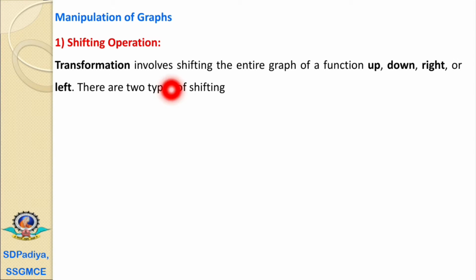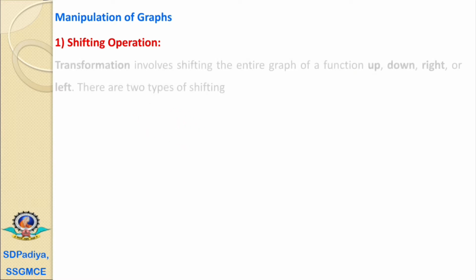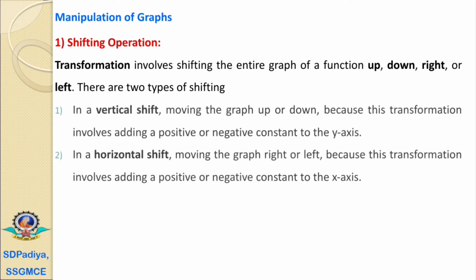The transformation involves shifting the entire graph of a function up, down, right or left. Means we can shift any graph on the right side, on the left side, up side or on the down side. Therefore, there are two types of shifting. The first is vertical shifting and second is horizontal shifting.